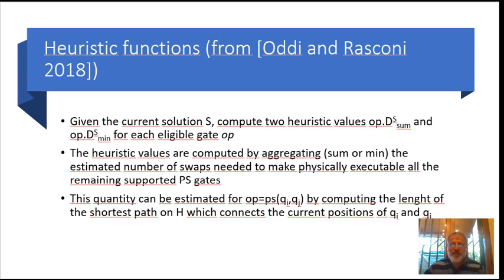The heuristic function mentioned in the previous slides is taken from the work Oddi and Rasconi 2018. It basically computes two values for each gate, dsum and dmean, and then returns a double key ranking of the gates based on such values, with dsum as primary key and dmean as secondary key. The dsum key associated to a gate is computed as the number of swaps needed to make adjacent the Q states of all the remaining supported phase shift gates besides the gate under analysis, while the dmean key is the minimum of all such values.